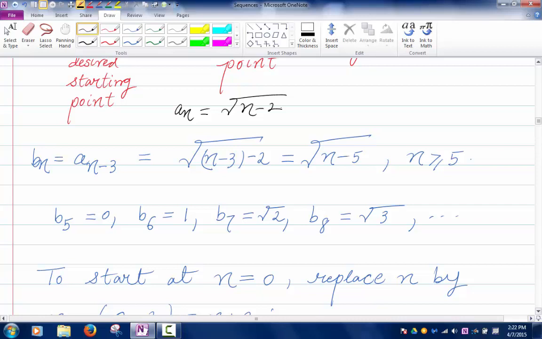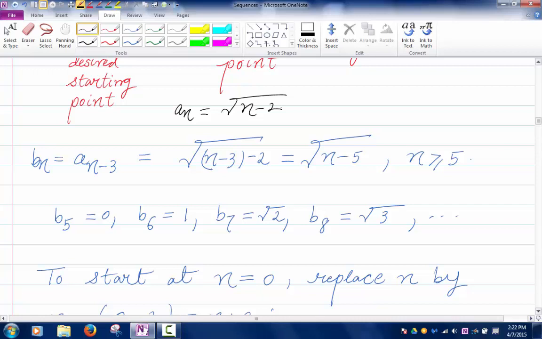become 5. If you want to go from 2 to 5, you subtract 3. Because you're trying to start 3 indices forward, you have to subtract. If you want to start 3 indices backward, then you add. We're going to see an example in a second.